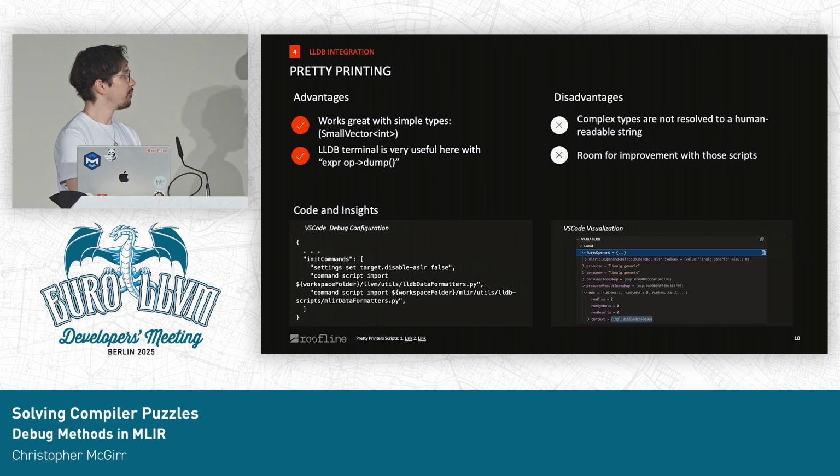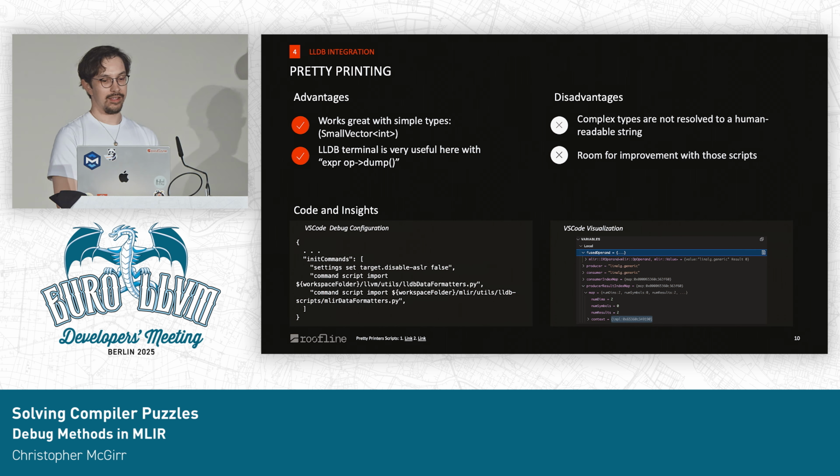Yeah, if you can see here, the producer and consumer are actually operation pointers, and they were resolved to their op name. Now, unfortunately, it's linalg generic, so you don't quite know much more information, but at least it gives you an idea what kind of operation your producer and consumer is. So this works great for very simple types. Small vector of ints looks great. You don't have a pointer to some heap somewhere, but for more complex types like values, things like this, there's not quite a pretty printer available yet. So there is some room for improvements. Maybe you guys have some good ideas.